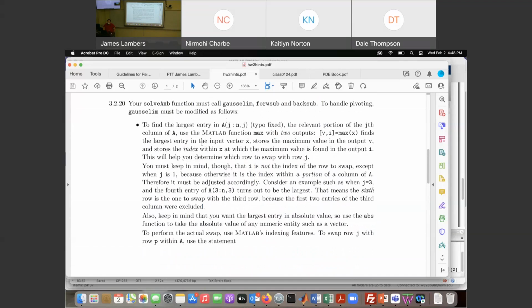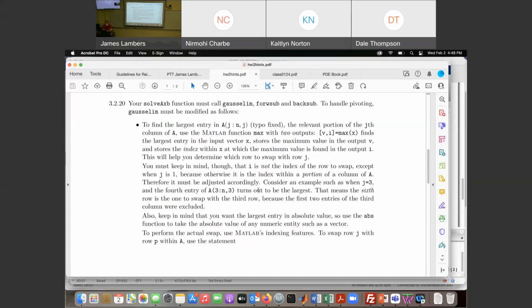I admit from the size of this hint, or collection of many hints, there's a lot to unpack here. Be sure to not overlook anything. Every little point that's made here will help you get from point A to point B. So it is kind of tedious. You're taking a Gauss elimination algorithm that you already have, and you're making really one significant change to it.